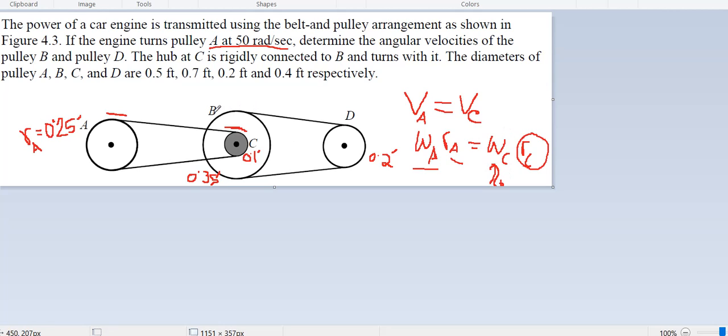Now what is the connection between C and B? Both will rotate at the same speed, because the hub at C is rigidly connected to B. That means B and C are connected together. Whatever the rotation of C, that will be the rotation of B. So both have the same angular speed. Whatever omega C I get from here is also omega B. Once I know omega B, and VB and VD are equal, then I can find omega D. So that is the theory or concept here.